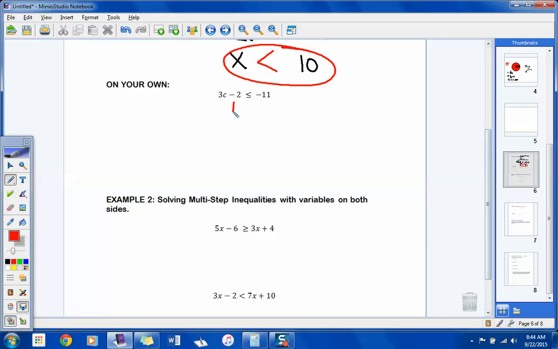Add 2 to both sides. Okay, so Jacob's saying add 2 to both sides. Show of hands, how many agree with that first step? All right, Jacob, you can't see it, but they're all up, okay?